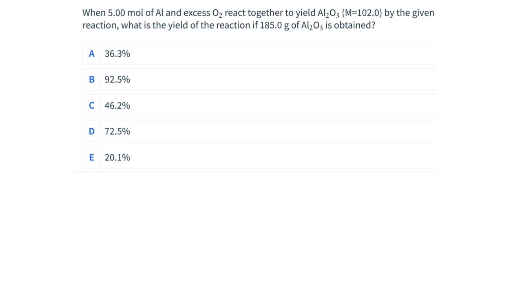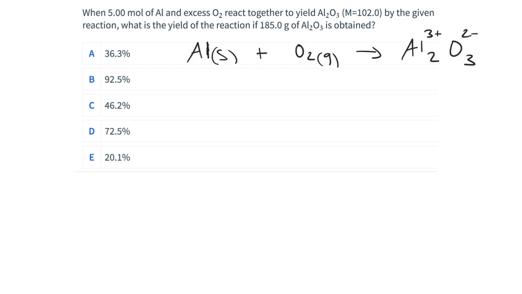This problem here is talking about aluminum reacting with oxygen to form Al2O3. It says by the given reaction, but then actually doesn't give the reaction. But we can write the reaction very simply because we should be able to write it without it being given. If we have aluminum solid plus O2 gas, you should get the common ions of Al and O, which are 3 plus and 2 minus. So you get aluminum 3 plus, O2 minus as your ionic compound. Then the formula should be Al2O3 to balance out the 6 plus and the 6 minus.